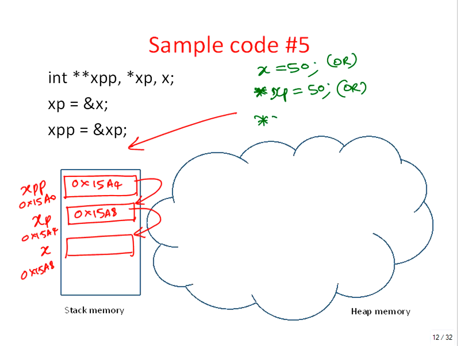Or you can write as star XPP equal to 50. Okay, star XP means 1 redirection, star star XPP means 2 redirections. It's kind of useful. Double star XPP is used to build dynamic 2-dimensional array type of ones. Okay, it's not as popular as the single star.